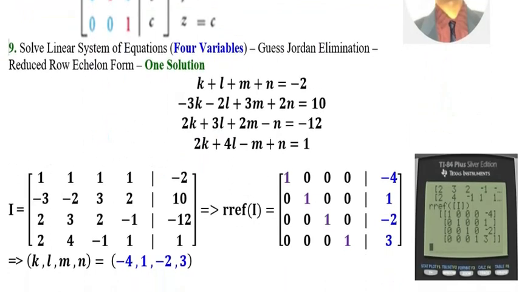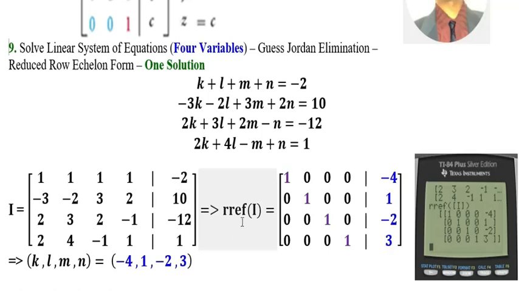We create a matrix called I. For K, it is 1, minus 3, 2, 2. For L, it is 1, minus 2, 3, 4. For M, it is 1, 3, 2, minus 1. For N, it is 1, 2, minus 1, 1. Augmented with minus 2, 10, minus 12, 1.